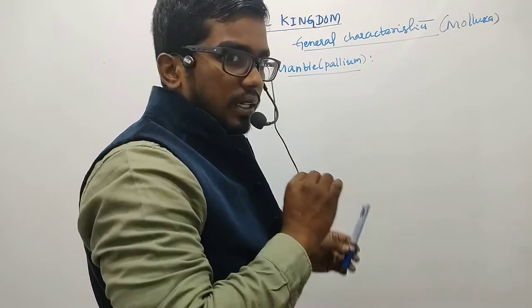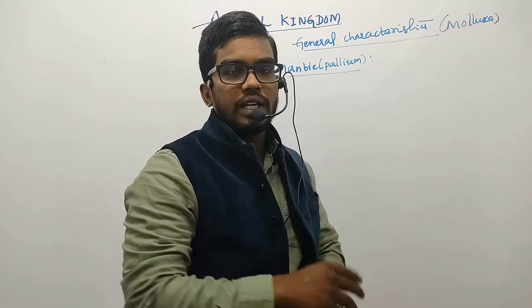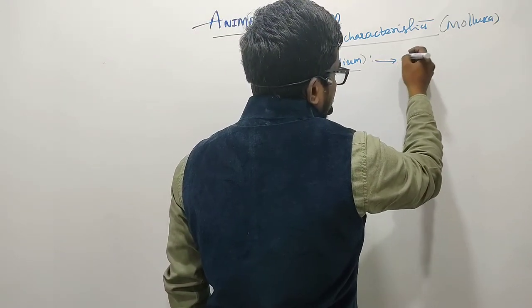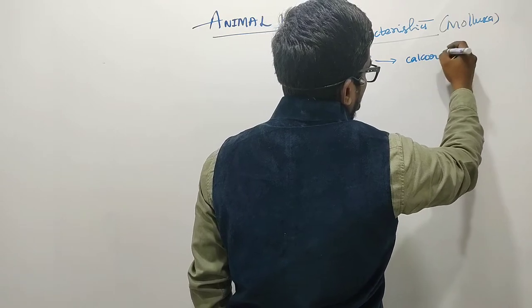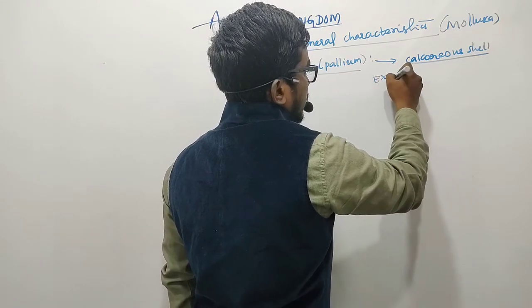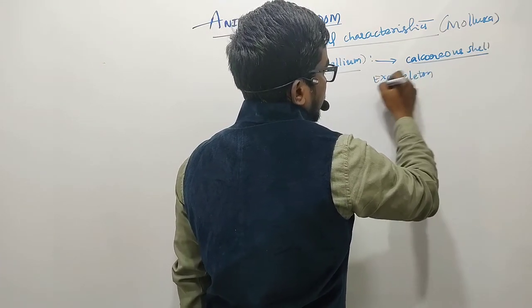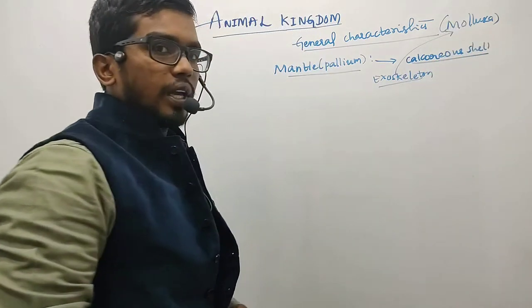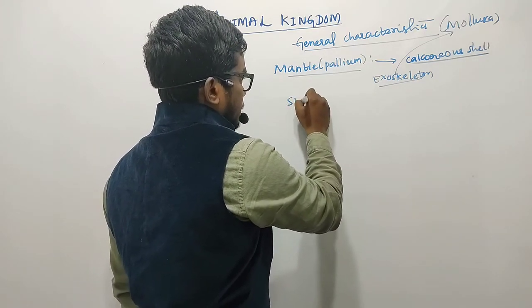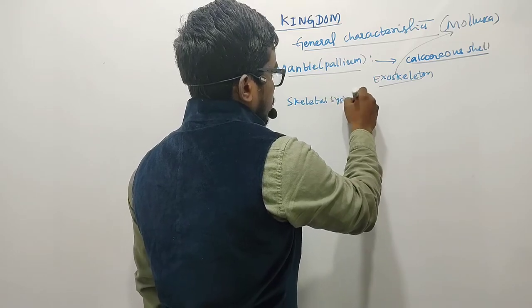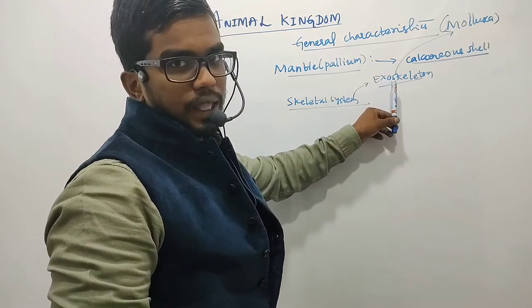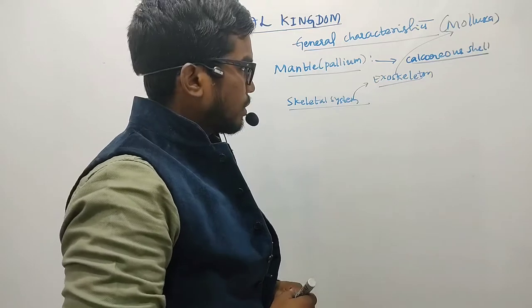So it is a thick layer of the body wall, or rather we can also represent it as the thick layer of the skin. This secretes the calcareous shell, or we can say this is important for the formation of the exoskeleton in the case of the organisms belonging to the phylum Mollusca. Almost all organisms here have the exoskeleton, the skeleton which is situated outside the body.